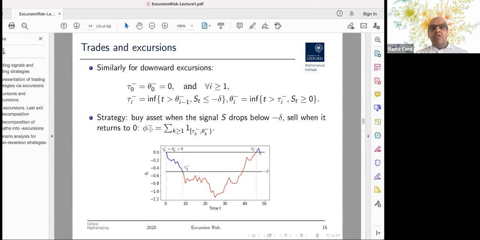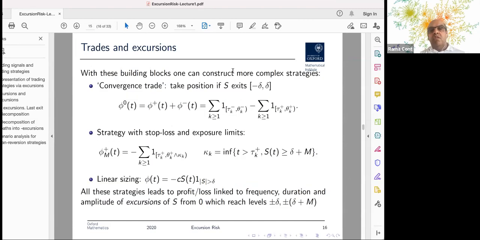And then in this case, you will buy the portfolio or the asset when you reach minus delta from above, and then you keep it during the red period, and then you sell when you reach 0. Again, you make the difference delta. And so the portfolio in this case is what we denote here phi minus. It's holding during the red part and then doing nothing during the blue part. Okay, so that's for downward excursions. And of course, you can do both. They're not mutually exclusive.